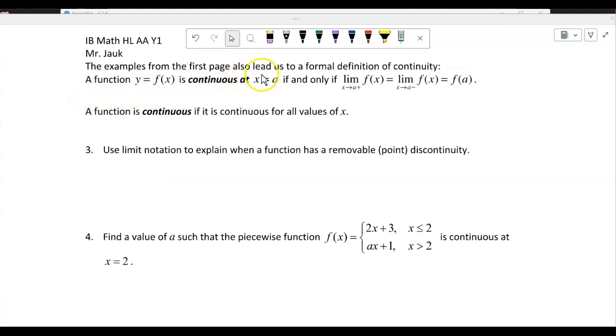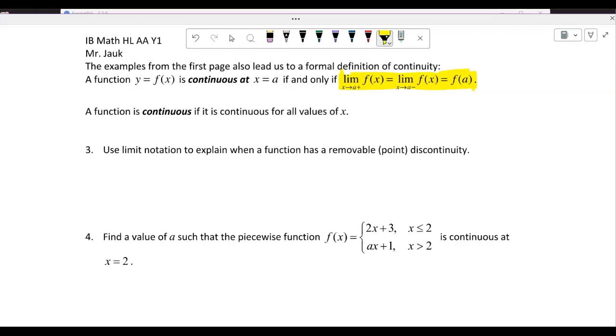The example from the first page also leads us to a formal definition of continuity. A function y is equal to f(x) is continuous at x is equal to a if and only if the right hand limit is equal to the left hand limit is equal to the value at that point. All three have to be equal. For a limit to exist, this was the only condition. For continuity, there's an additional condition: it has to be equal to the value at that point. There should not be any hole.